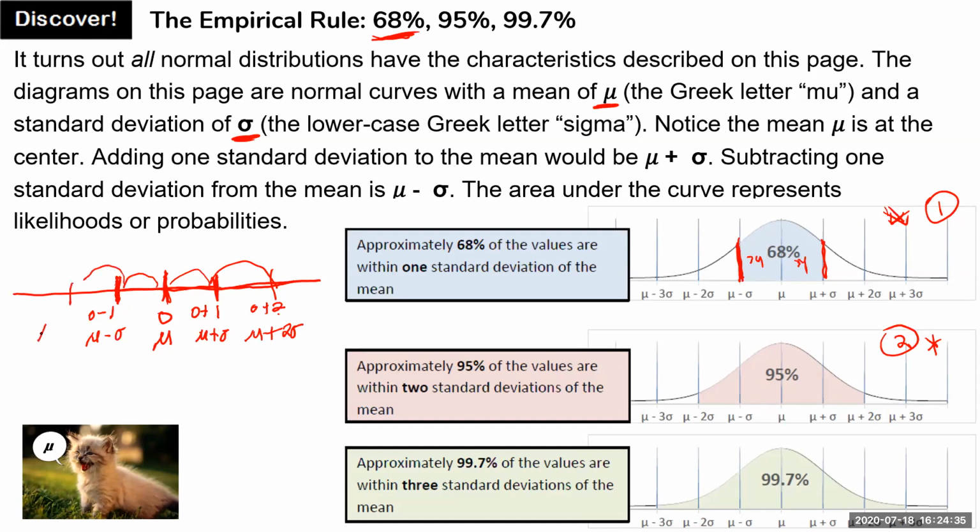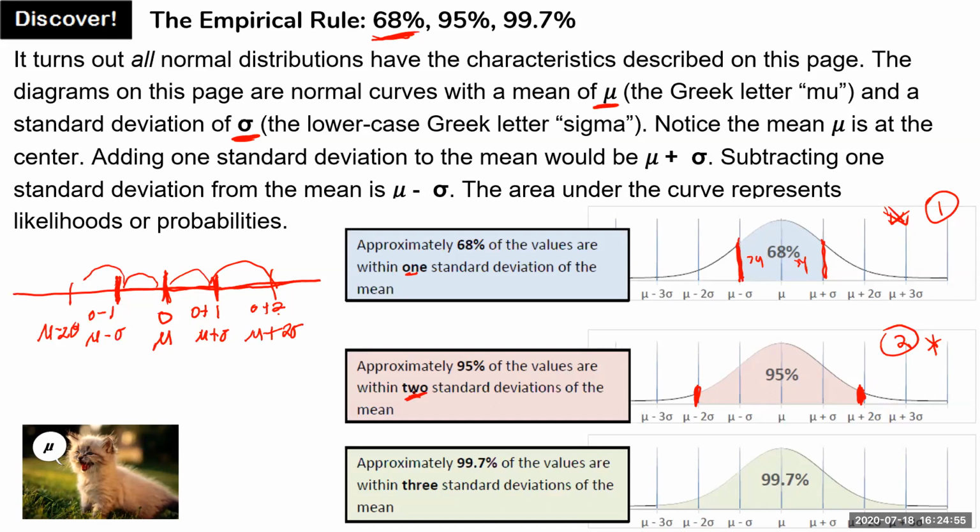Okay? And we do mu minus 2 sigma. Is that okay? And that is why we call this the 95% rule. And we call that 2 standard deviations, okay? So the first one is 1 standard deviation, this is 2 standard deviations.